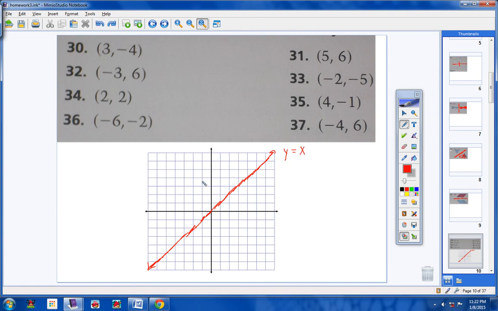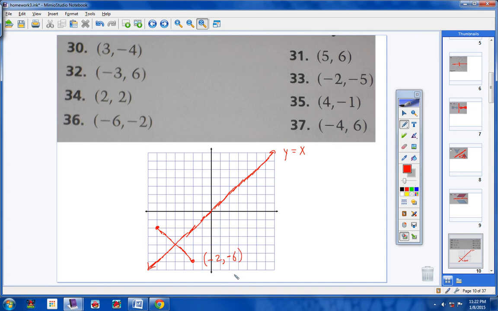Alright, -6, -2. 1, 2, 3, 4, 5, 6, 1, 2. So there we go. I want to reflect that point in the line y equals x. So draw my perpendicular line. Then keep going, and it would be right here. Now that ordered pair is -2, -6. So that's my answer: -2, -6.